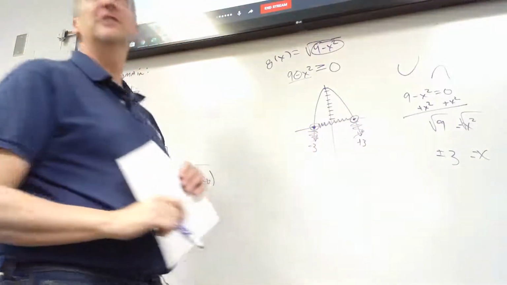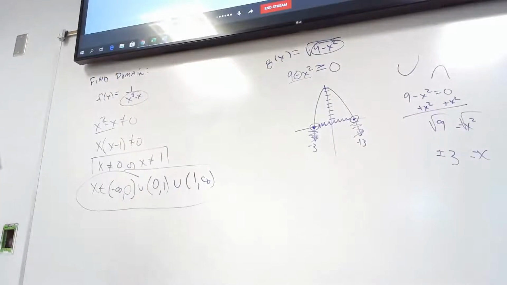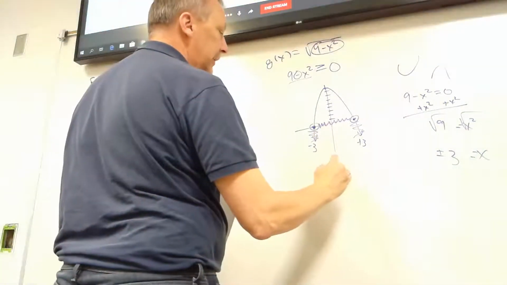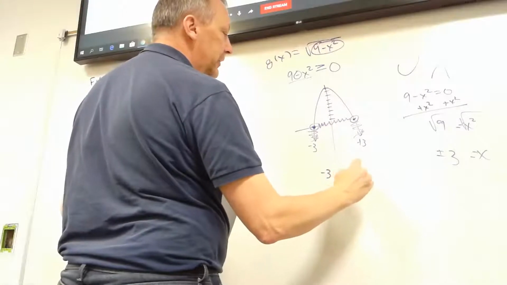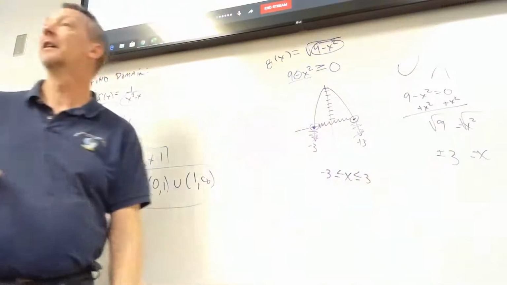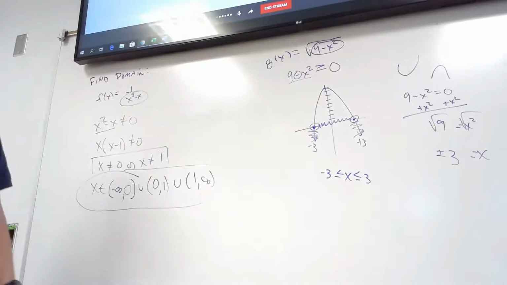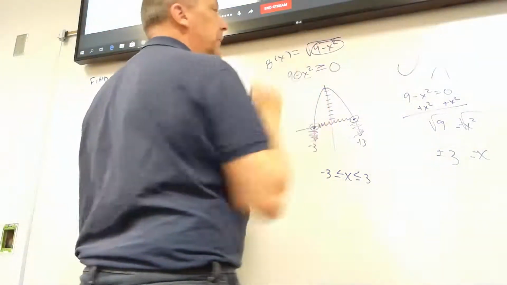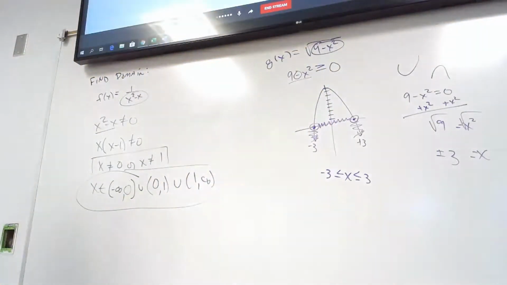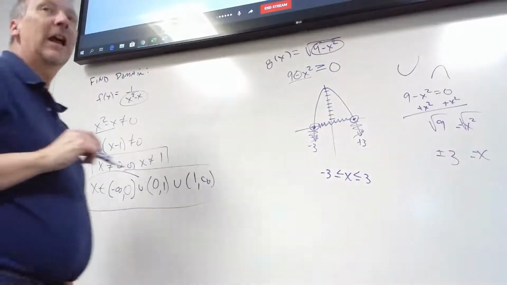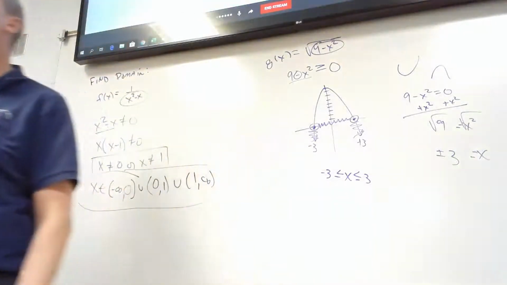So the domain is what? All x's between negative 3 and positive 3. And can they equal 3? Yes, they can. 3, there's 0, and 0 is okay. Does that make sense? Okay. Now, how would you write that in interval notation?